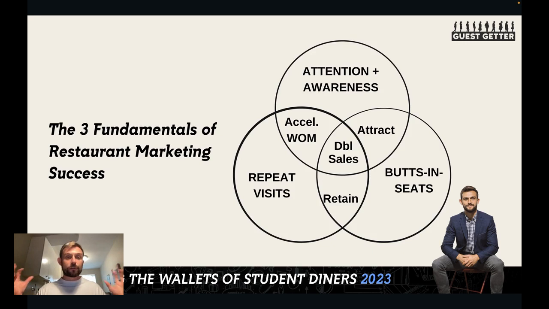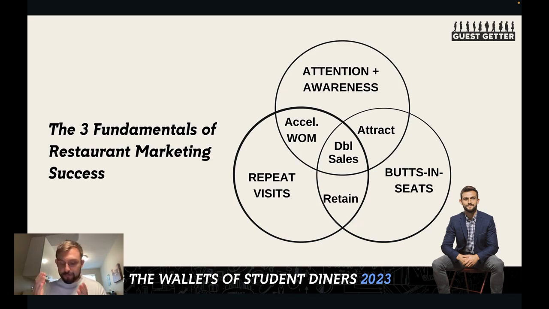Now, let's go into the 3 fundamentals of restaurant marketing success. This is from the Guest Getter framework. This is what we live and die by. So it's built on 3 pillars. And these pillars are the outcomes that our marketing ought to achieve. So the first one is we need our marketing to get attention and awareness. It's really hard for anyone to do business with us if they don't know that we exist. Okay, and so we have key activities around generating attention and awareness. We also need to turn that attention and awareness into attraction so that people actually come through our doors and we got to get those butts and seats. We have key activities around how to do that.